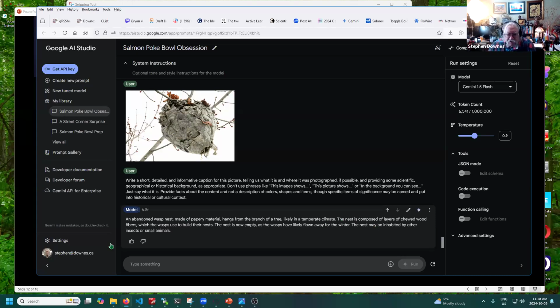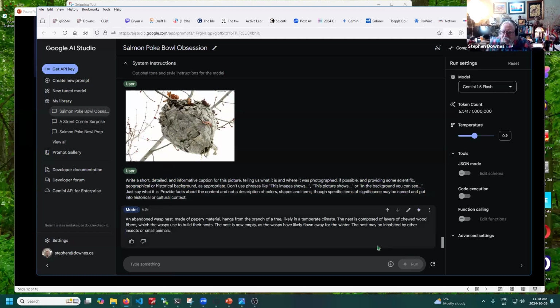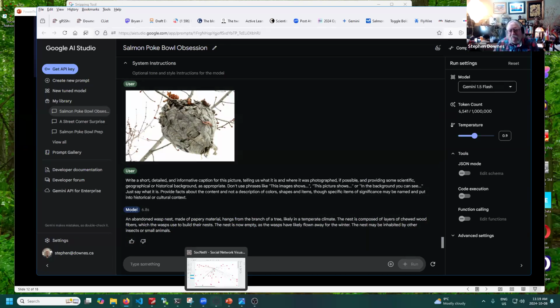It's composed of layers of chewed wood fibers, which the wasps use to build the nest. The nest is now empty. Nice deduction. And the wasps have likely flown away for the winter because there are no leaves on the tree. The nest may be inhabited by other insects or small animals. Dead on. And no international incidents. That's the sort of thing.